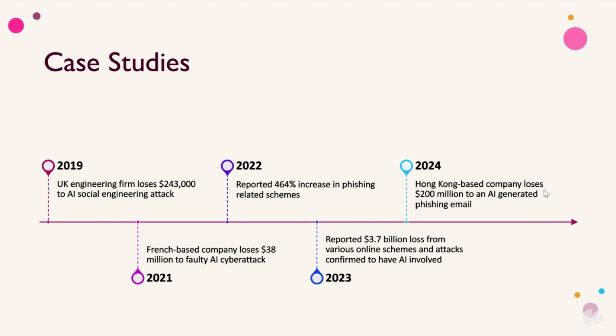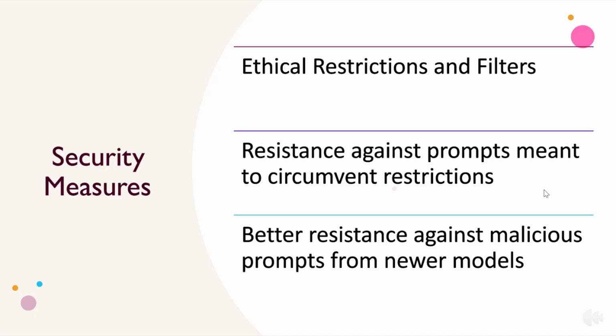And then finally, in 2024, one of the more major stories here, a company based in Hong Kong would lose $200 million after an employee fell for an AI-generated phishing email that claimed to be the CEO of the company. So how are cybercriminals generating this type of content from ChatGPT and these AI models, considering that they often refuse to generate this type of content?